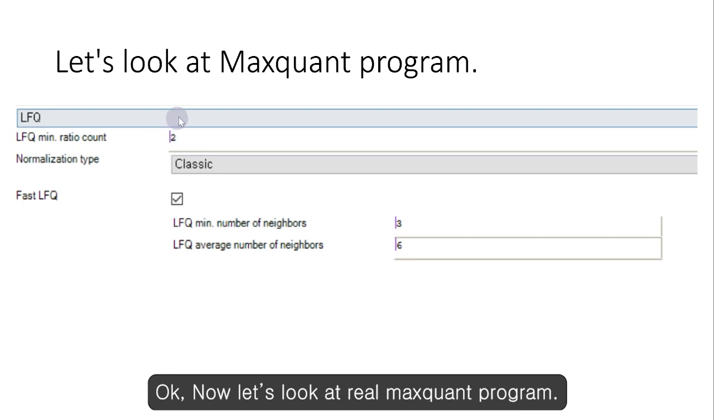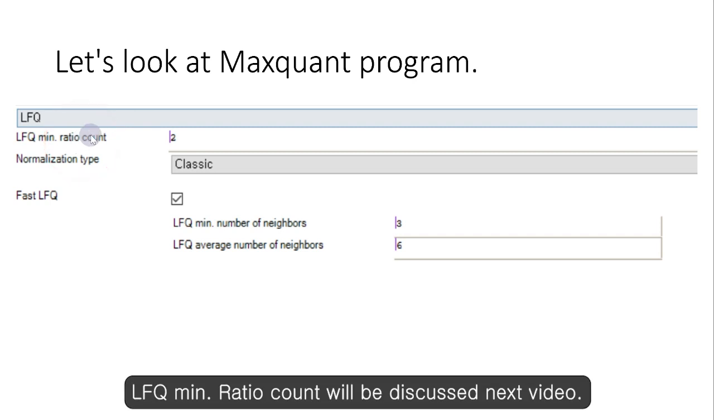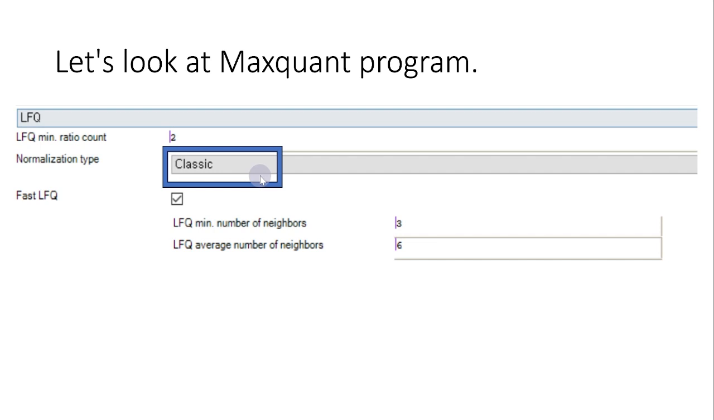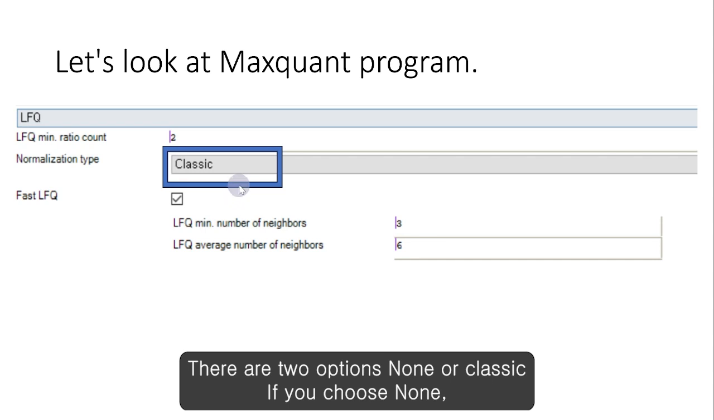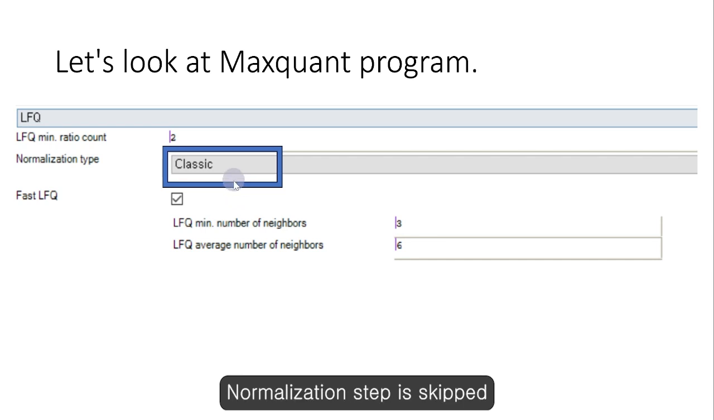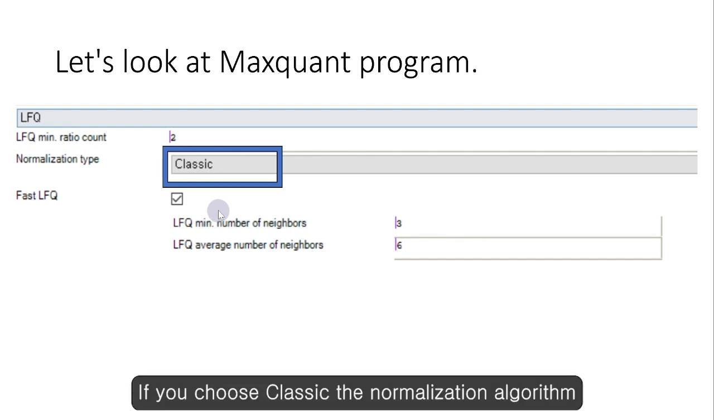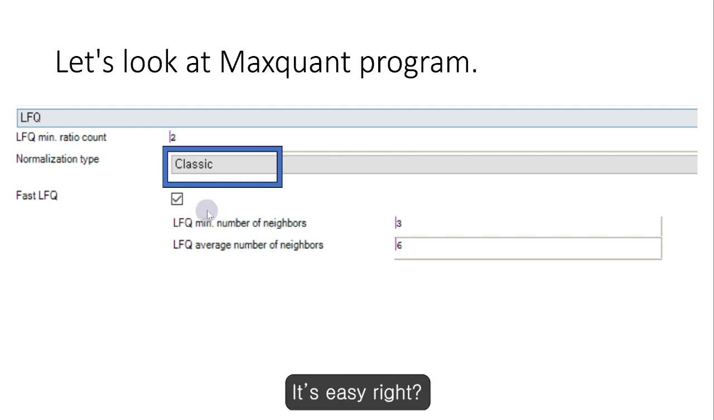Okay, now let's look at the real MaxQuant program. If you click the Label-Free Quantification tab, there are many parameters to choose. LFQ mean ratio count will be discussed in the next video. Today we will look at normalization type and fast LFQ. Normalization type is very easy. There are two options, none or classic. If you choose none, the normalization step is skipped and only the quantification step is processed. If you choose classic, the normalization algorithm will be processed before the quantification step. It's easy, right?